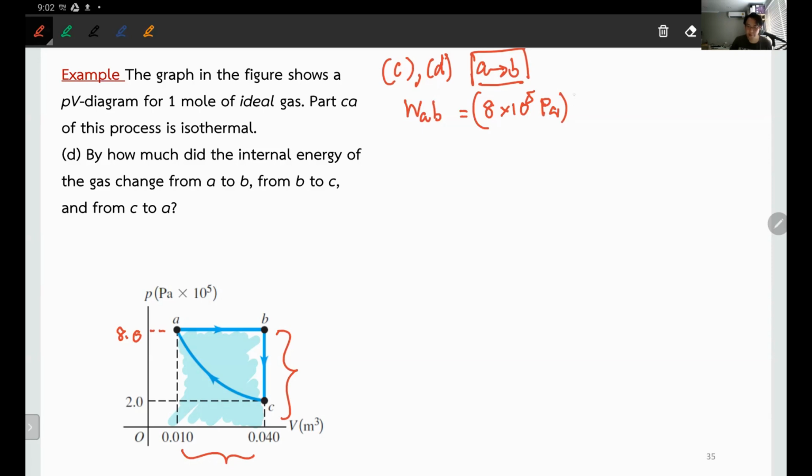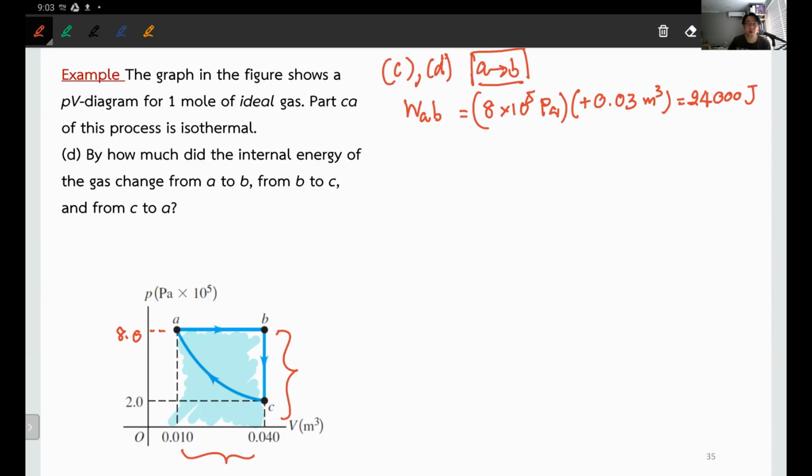Okay, times the volume change, the width, which goes from 0.01 to 0.04. So it's actually a positive change in volume of 0.03 cubic meter. All right, very good. So let me multiply. It's going to be... there you go, joule. Okay, looks good. 24,000 joule of work. And it's positive, of course, because the volume increases.